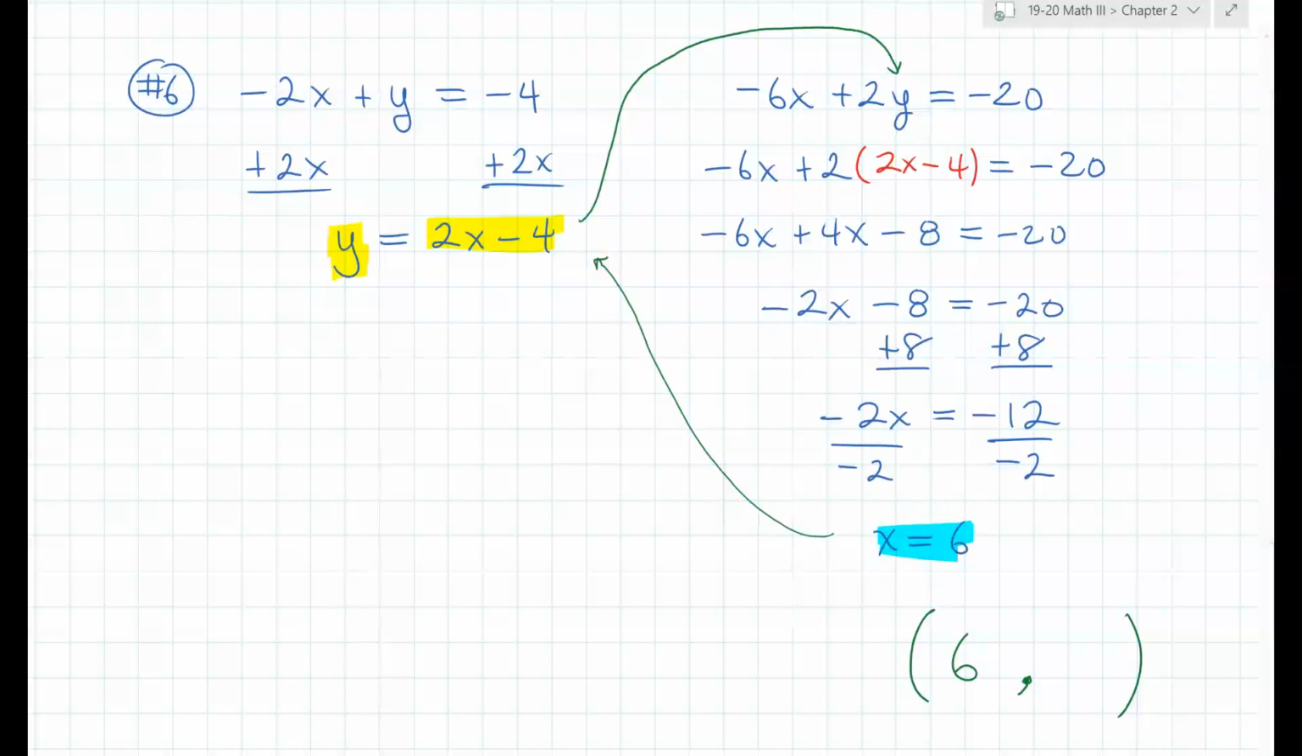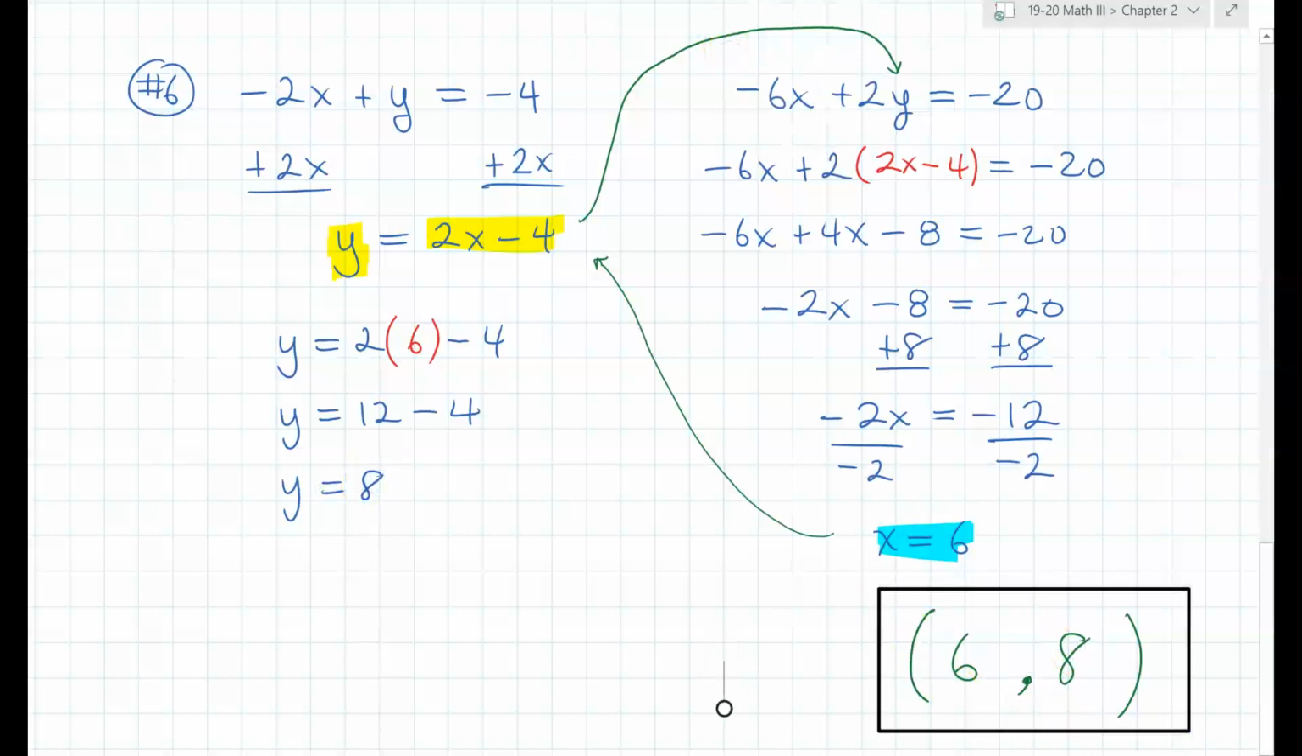Okay, so if x is 6, I get y, whoops, sorry about that, it should stay in blue here. I get y equals 2 times 6 minus 4. Well, 2 times 6 is 12, and 12 minus 4 is 8. So I'm just going to put my answer over here. I'll put it in a box. And there you go, 6, 8. How could you check your answers?